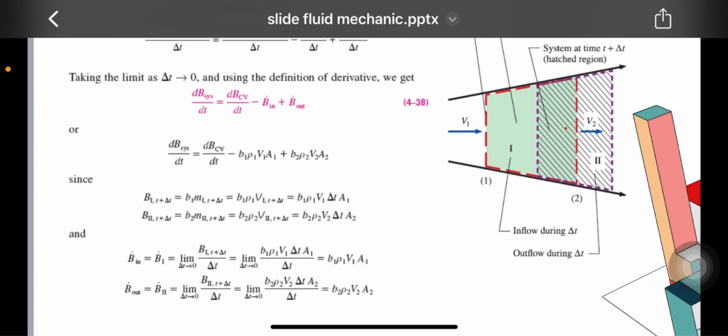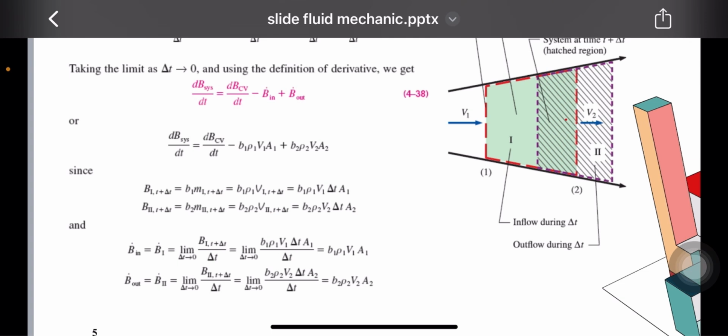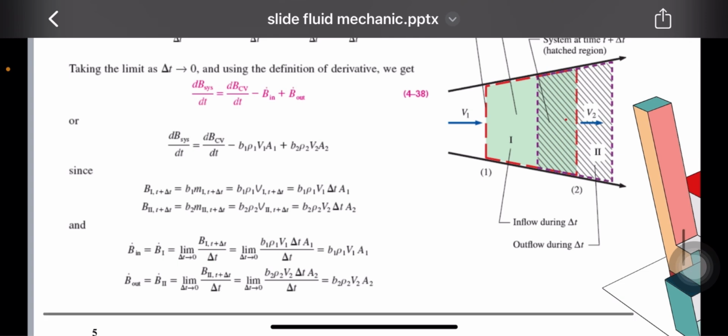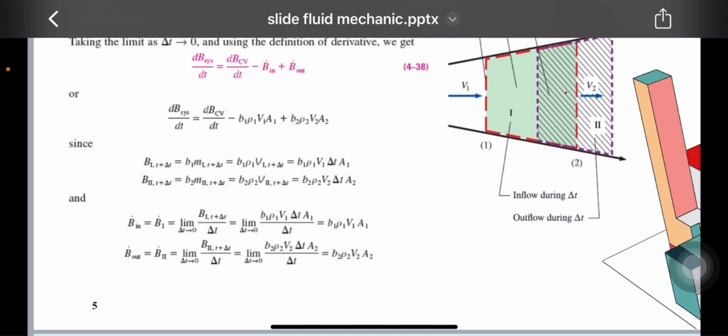Inflow and outflow rates are expressed as B_in equals b1 rho1 V1 A1, where b is the intensive property, rho is density, V is velocity, and A is area. B_out is the same with b2, density 2, velocity 2 and area 2. Substituting this into the equation gives dB over dt equals dB_cv over dt minus b1 density 1 velocity 1 area 1 plus b2 density 2 velocity 2 area 2.